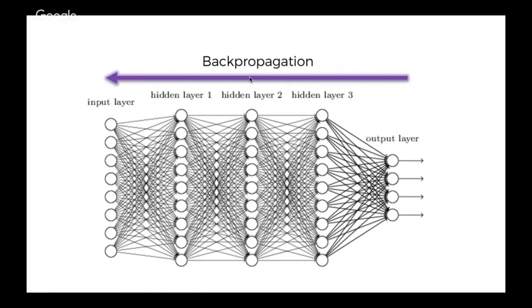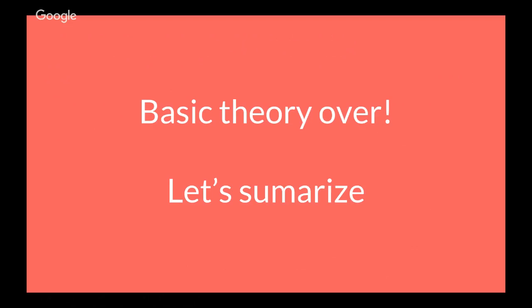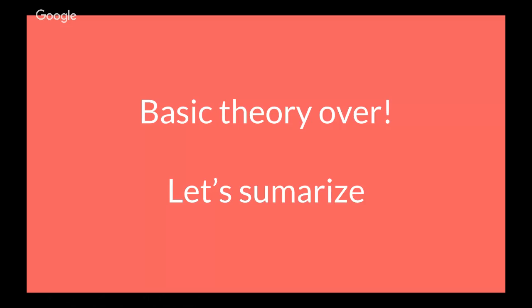That's called backpropagation. Okay, it involves complex mathematics, how to update all those weights, and how each weight should be updated, and how each weight is affecting. We really don't need to go into that depth. All we know now is that we need to update the weights. Okay, so we are done with the basic theory now, and we'll summarize what we have learned.